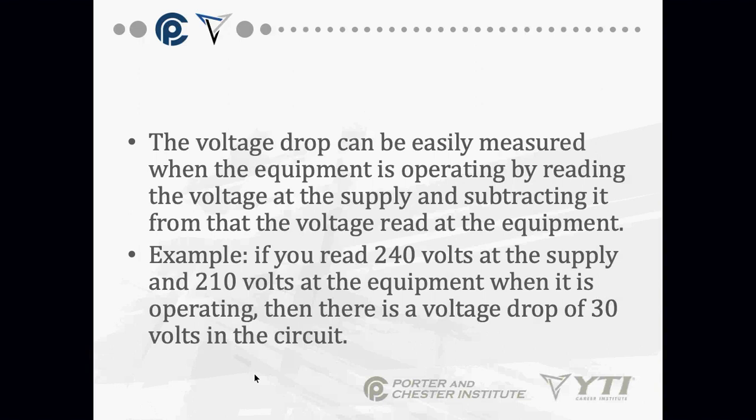If you read 240 volts at the supply and 210 volts at the equipment when it's operating, there's a voltage drop of 30 volts. If the equipment is rated 240/208, it might work, but it's really pushing it. A 30 volt drop is a big voltage drop for a 240 volt piece of equipment. Quite honestly, it's enough to make that equipment, if it has voltage regulation inside of it, pop out of the circuit. It's going to shut itself down.